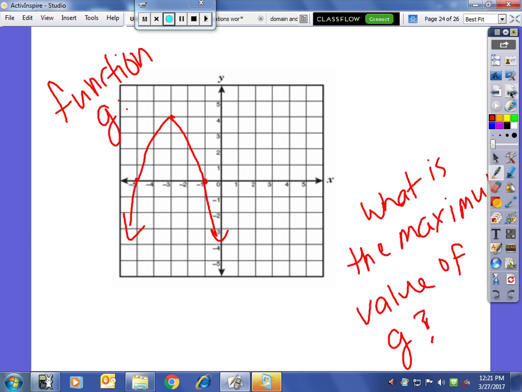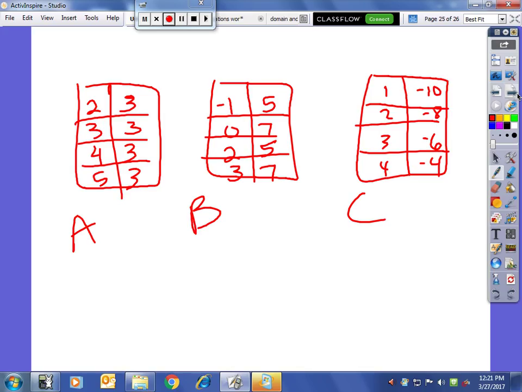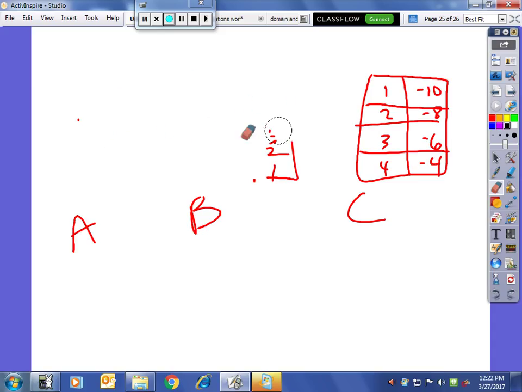Okay, what is the maximum value of this function? 4. What's the range of this function? Y is less than or equal to 4. That's the range. Okay, which one of these is showing y as a function of x? Which one is showing y as a function of x? This one is. Why? Why aren't these? Oh wait, you know what? It's the x's that can't repeat, folks. The y's can repeat.